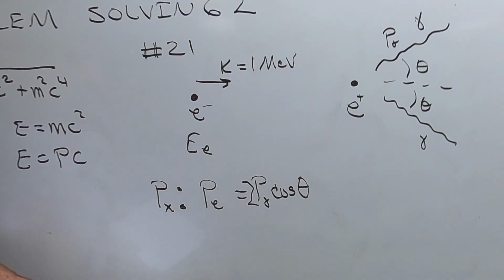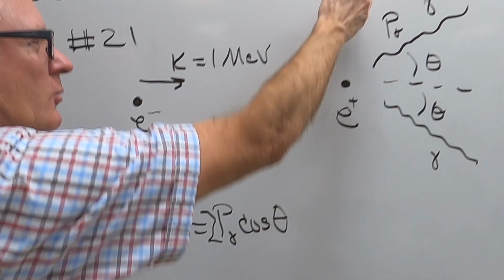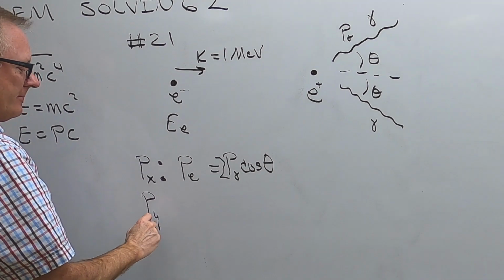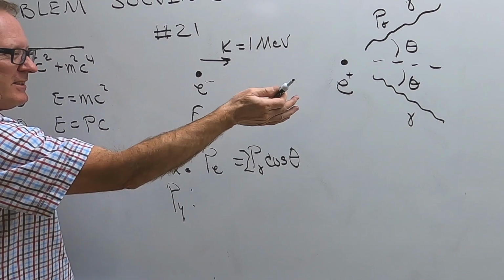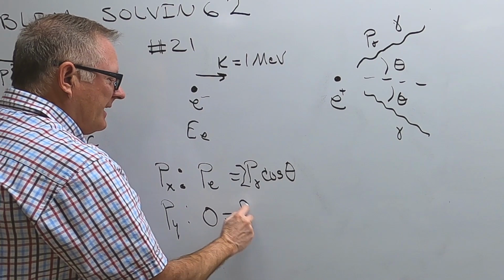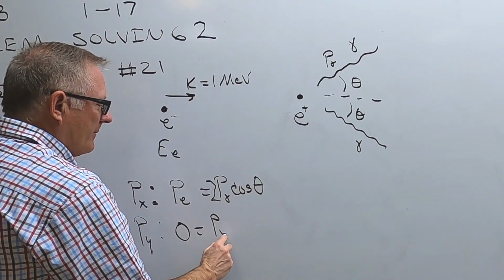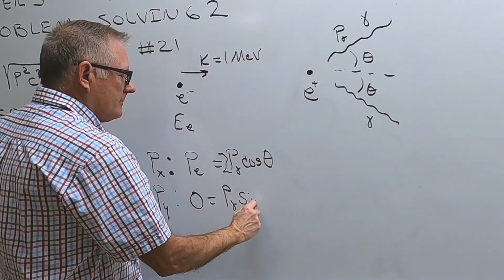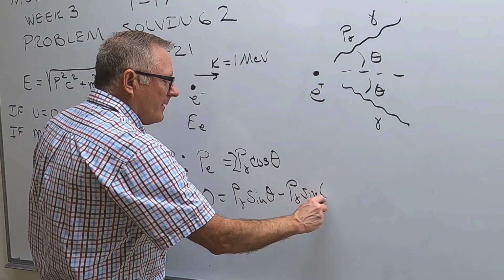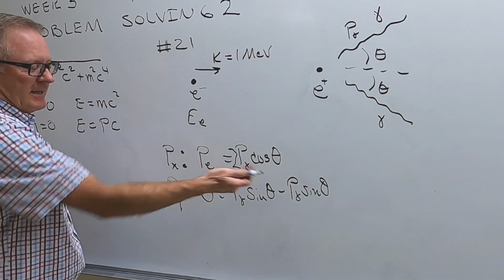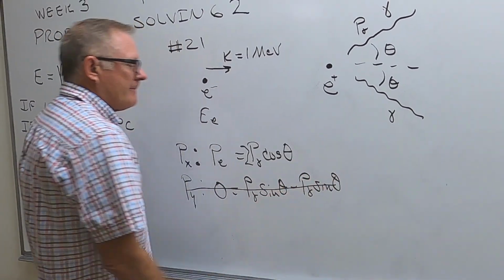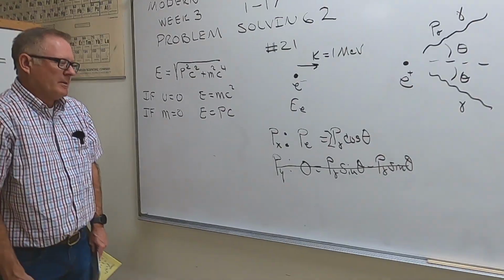As a matter of fact, we don't have to look at the y components, but we'll write it out. P y, before, is 0, because nothing's going up and down. Afterwards, you'd say p of the one going up, gamma sine theta, minus the one going down, p gamma sine theta. Well, I know p gamma sine theta equals p gamma sine theta, so I didn't even need this right here. Okay, so there's the momentum equation.